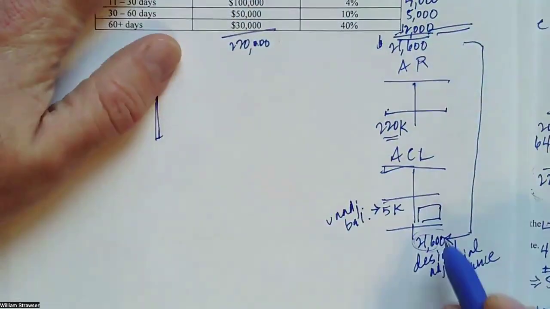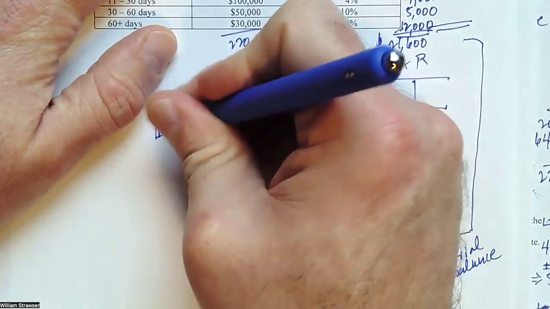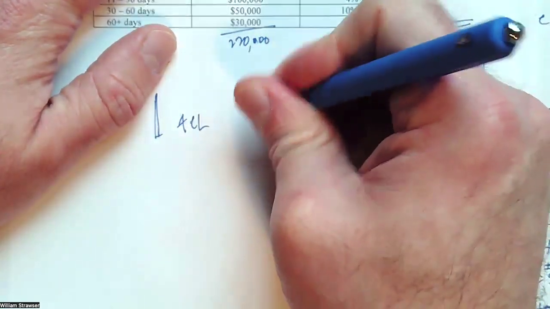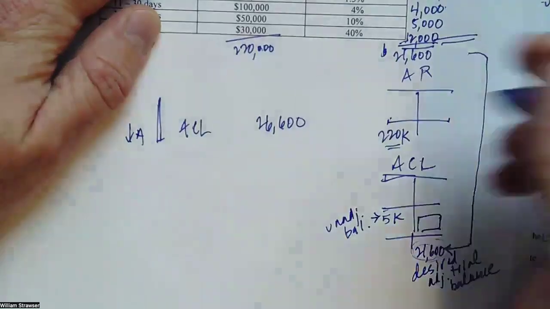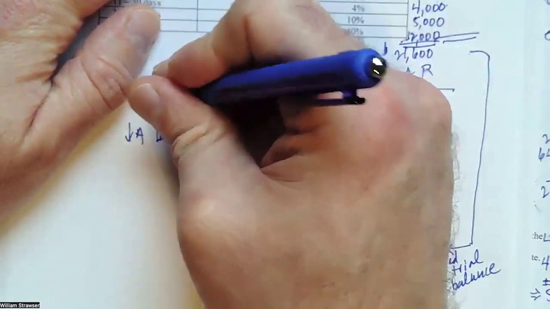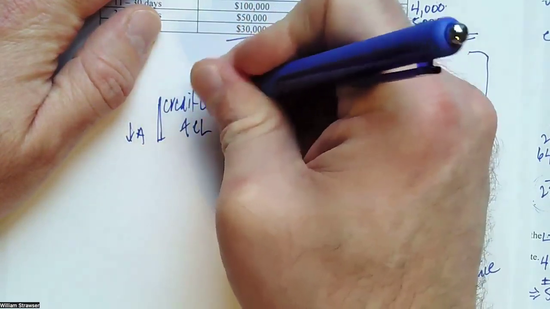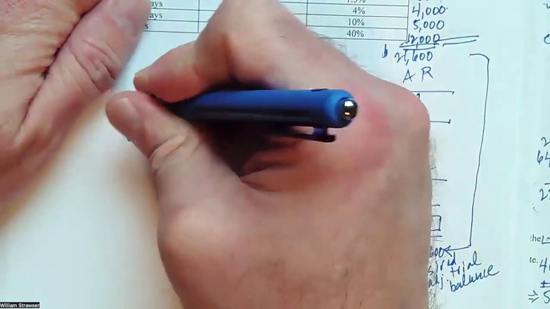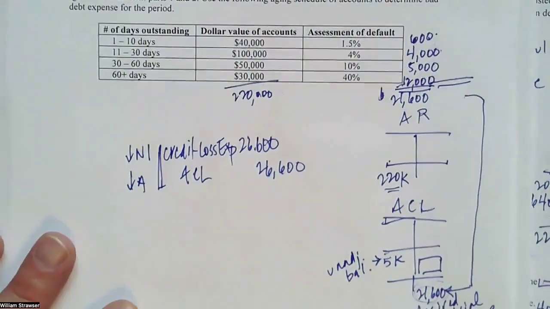So the entry I'd make would be a credit of 26,600 to ACL, allowance for credit losses. That reduces assets because I'm increasing a contra asset. And the debit will be to credit loss expense. And that would be the adjusting entry to bring us up to the right balance.